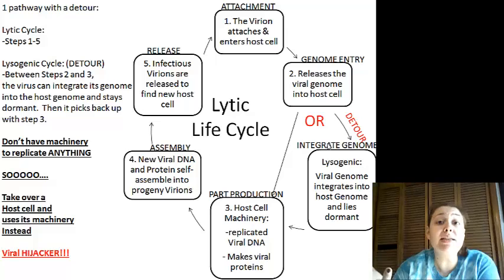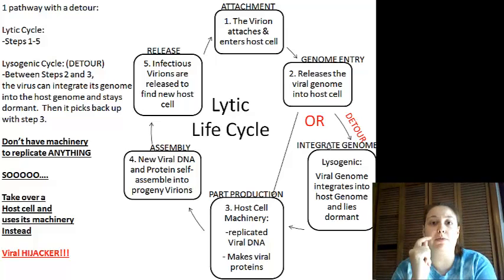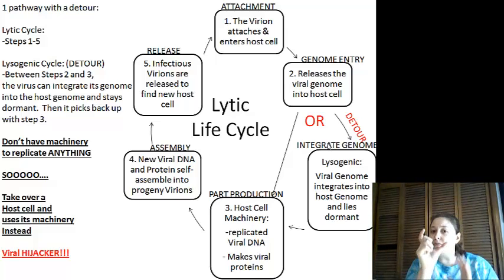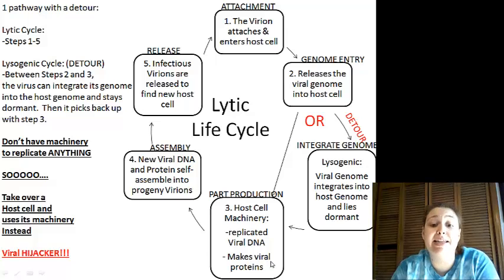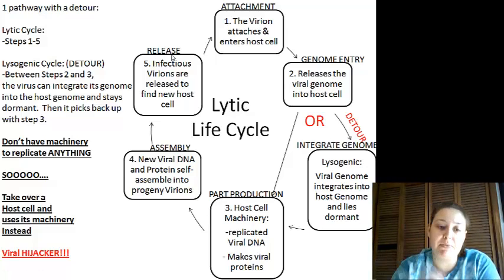At some point later on, there's a trigger that causes that viral genome, that viral piece of DNA, to come out and hop back into the lytic cycle and be replicated and make viral proteins so that it can be assembled and then have more virus released. Okay, so again, there are two pathways. We have the lytic cycle and the lysogenic cycle.